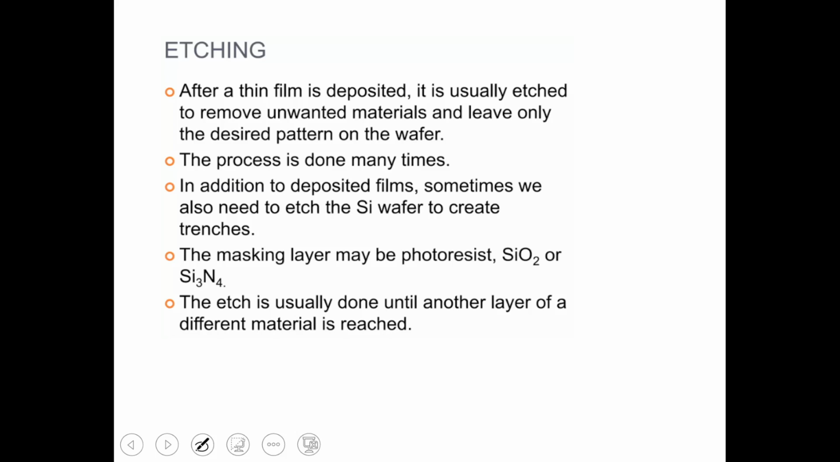The process is done many times, meaning at every step you have to do etching. If you want to deposit layer by layer, then every time you have to deposit the photoresist and so on. In addition to the deposited film, sometimes we also need to etch the silicon wafer to create trenches. This is a silicon wafer and we want to etch it to create some contact, so we use HF, some concentration of HF, and we remove the Si here to make some trenches. The masking layer may be the photoresist, SiO2 or silicon nitride. So the etch is usually done until another layer of a different material is reached.